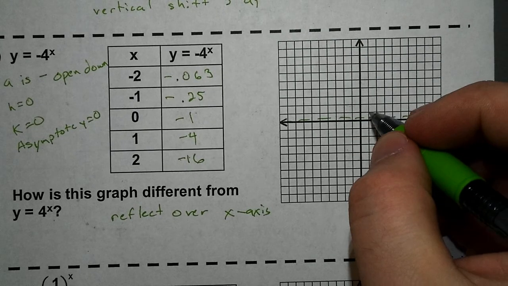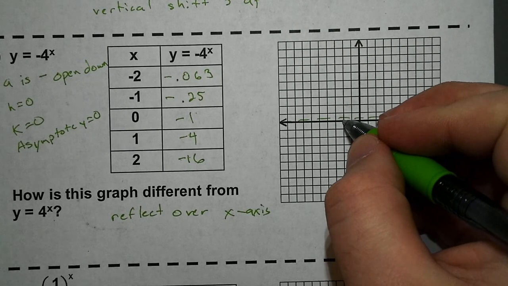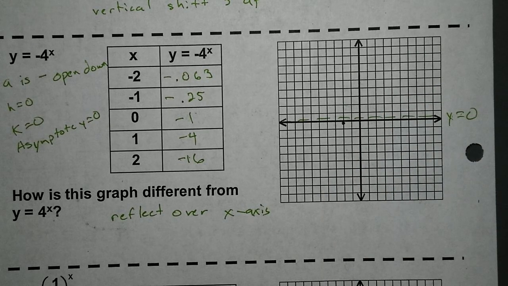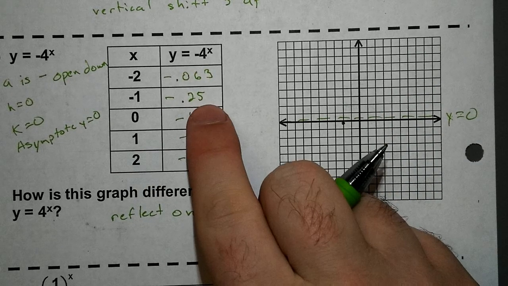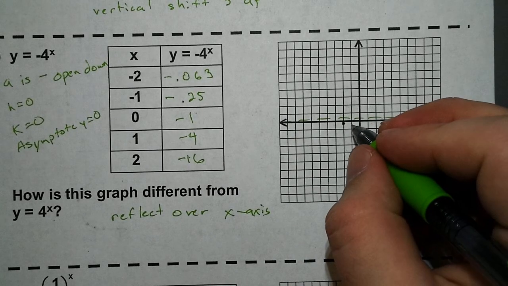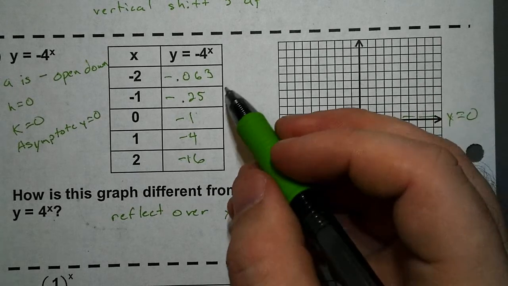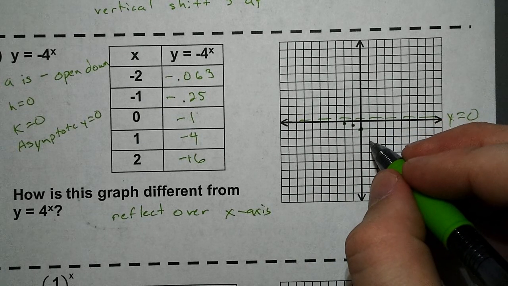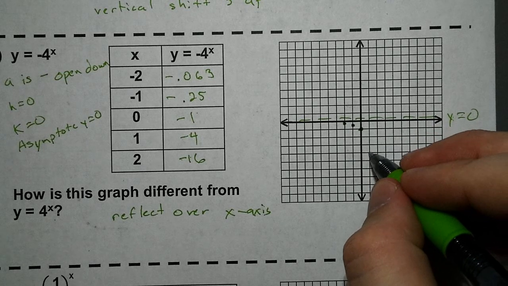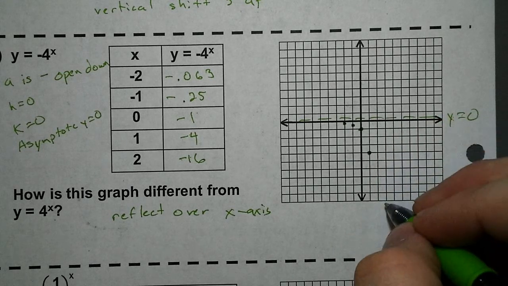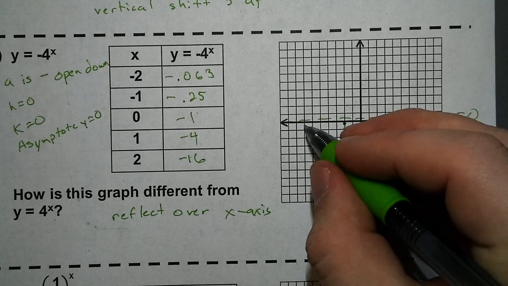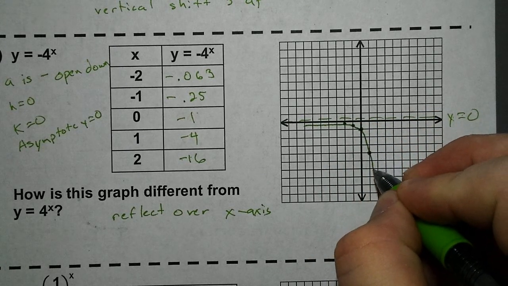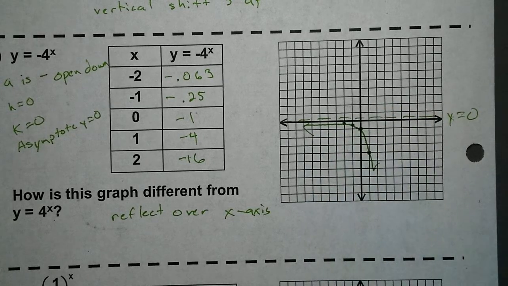Now let's graph it. So at negative 2, this one's going to go down to negative 0.063, so it's really close to 0, but slightly below it because it's negative. Negative 0.25, so it'd be about a fourth of the way down, maybe about right there. Negative 1, so right here. 1, negative 4. 2, 3, 4. Dot right here. And then 2, negative 16. 16 would be way down there somewhere. So let's just graph the points we can fit. Boom. There's our graph.